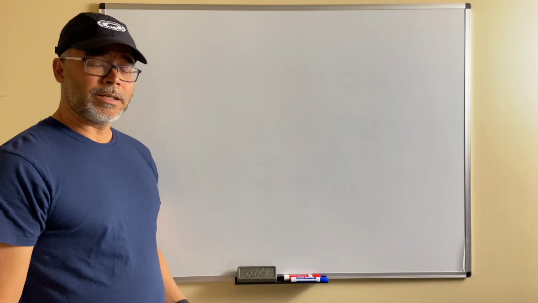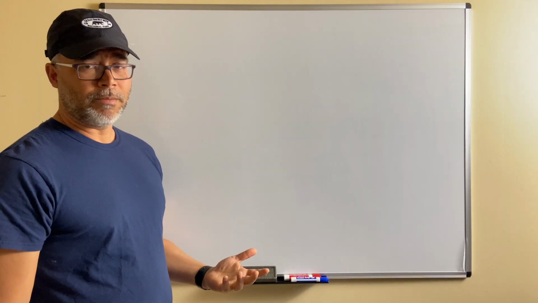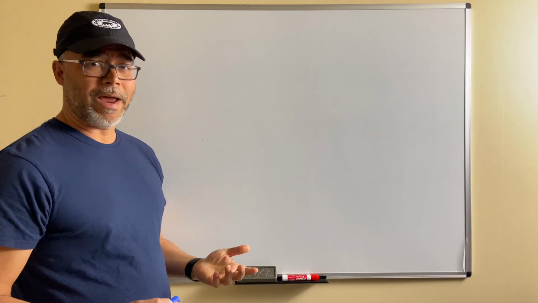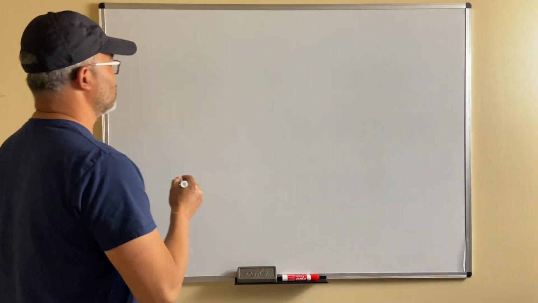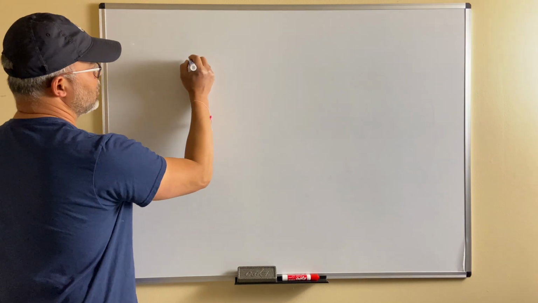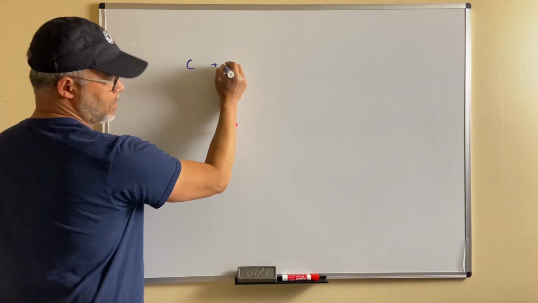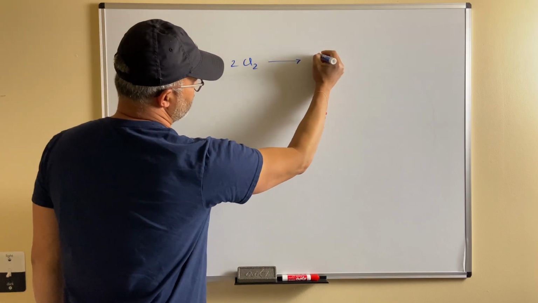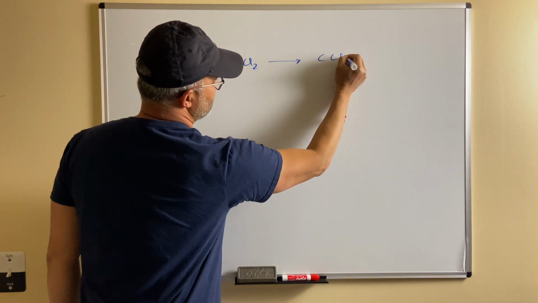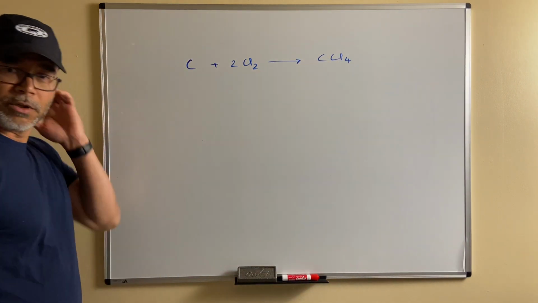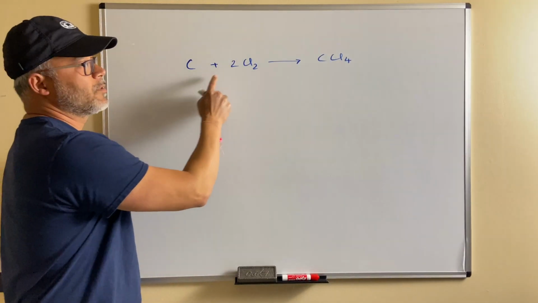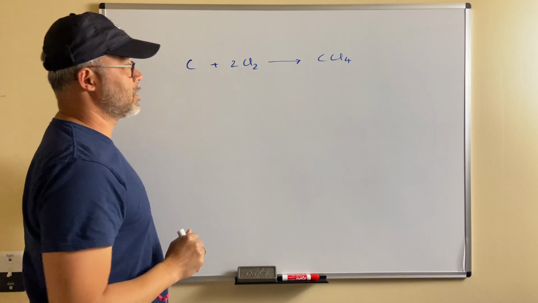Now that we understand all about oxidation numbers, let's take a look at how to identify a redox reaction using oxidation numbers. Okay, so consider the reaction carbon plus 2Cl2 gives me CCl4. The first thing we need to do is assign oxidation numbers for each of the atoms that we see.